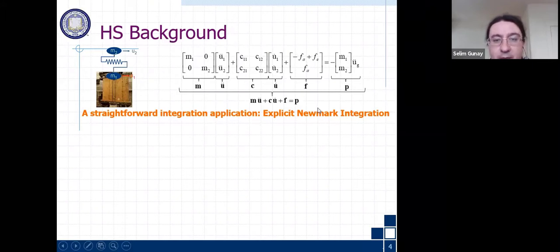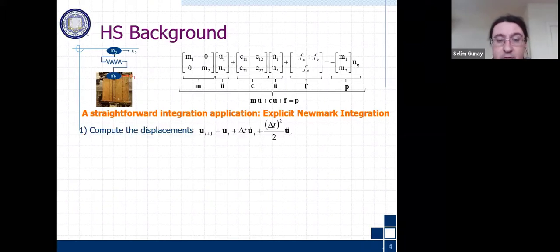So, I generally find it more suitable to use the explicit Newmark integration method to explain this process, because it doesn't have iterations, so it is basically a 4-step straightforward procedure. If we look at the steps of this, as I mentioned, we have these discretized time steps, and here i plus 1 indicates the next time step, and i indicates the current time step.